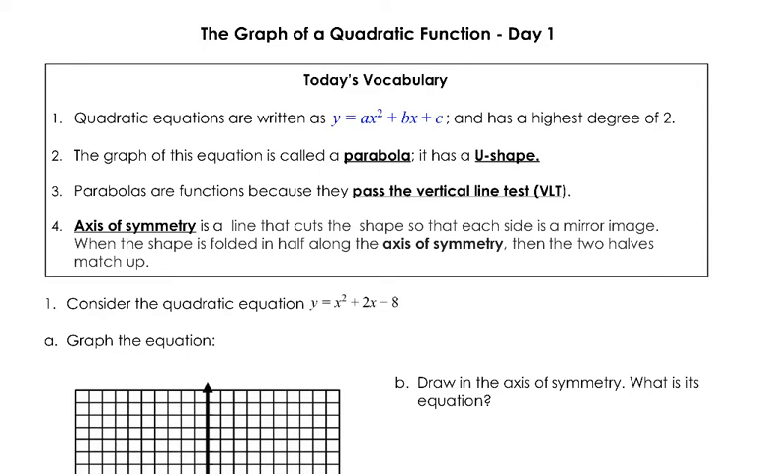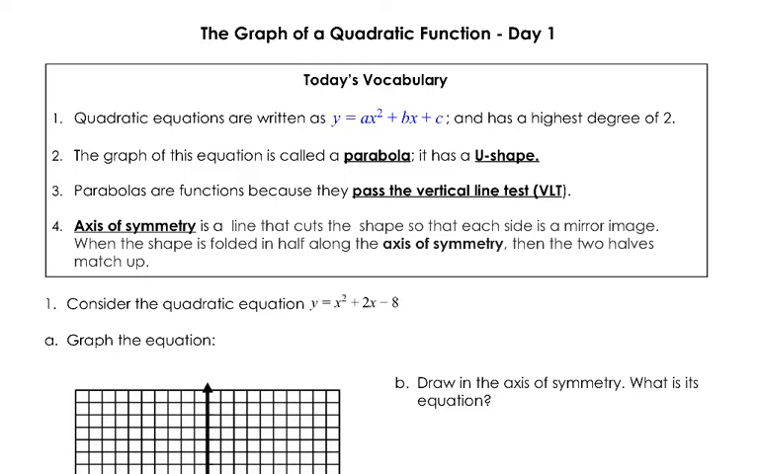So today's vocabulary. Quadratic equations are written as y equals ax squared plus bx plus c and have a highest degree of 2. The graph of this equation is called a parabola, and it's a U shape. Parabolas are functions because they pass the vertical line test, VLT. The axis of symmetry is a line that cuts the shape so that each side is a mirror image. When the shape is folded in half along the axis of symmetry, then the two halves match up.